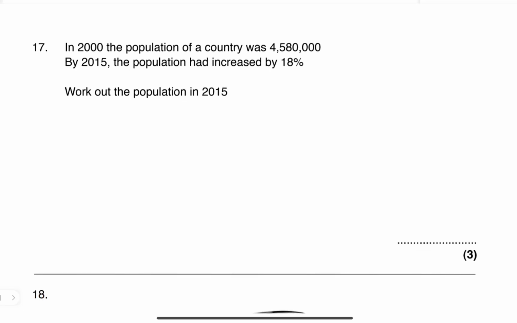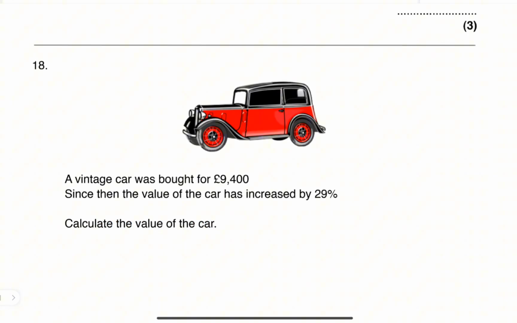In 2000, the population of a country was 4,580,000. By 2015, the population had increased by 18%. So what will be the population in 2015? Easy. That will be 4,580,000 times 1.18. Put that in the calculator.